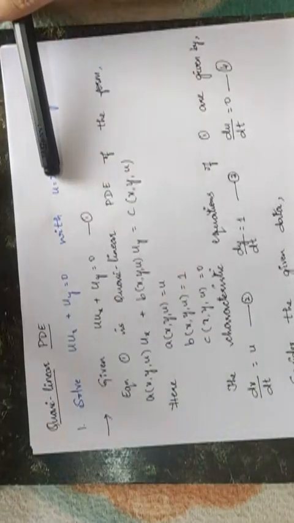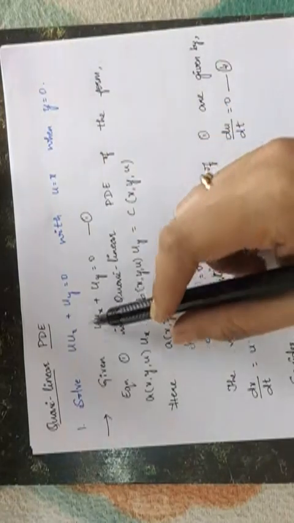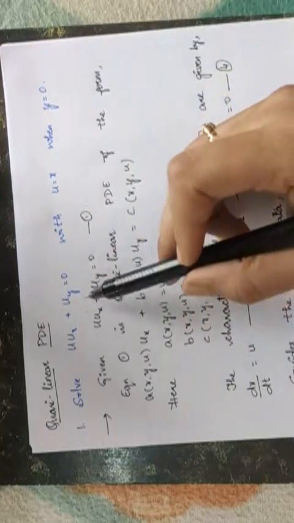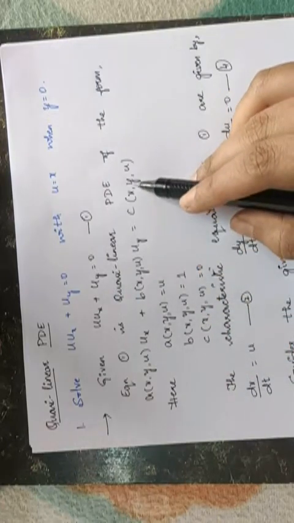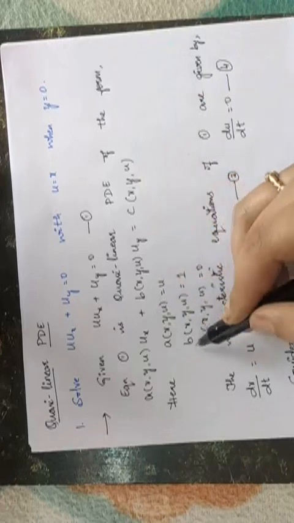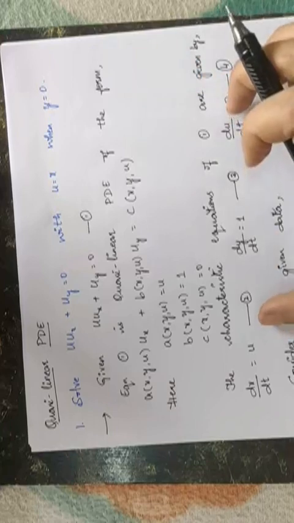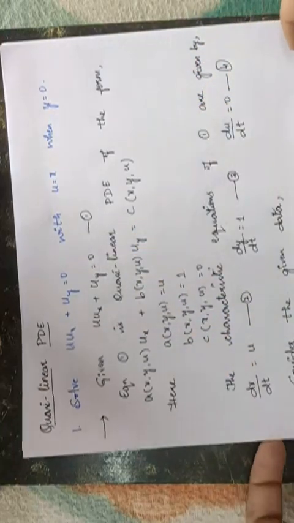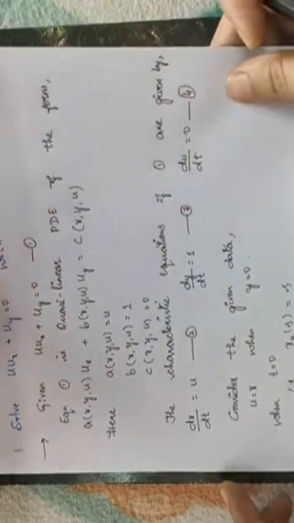This is the given quasi-linear partial differential equation. I have taken that equation as equation number 1. You will compare this equation with your standard quasi-linear partial differential equation, so that you can get the values of a(x,y,u), b(x,y,u) and c(x,y,u). This is the characteristic equation for your equation 1. You can observe this is very similar to that of your semi-linear partial differential equation, isn't it?